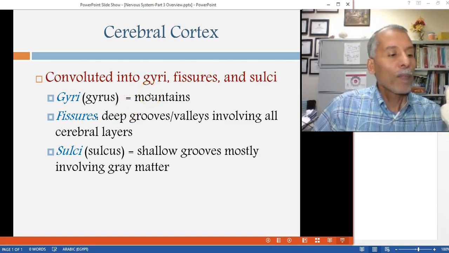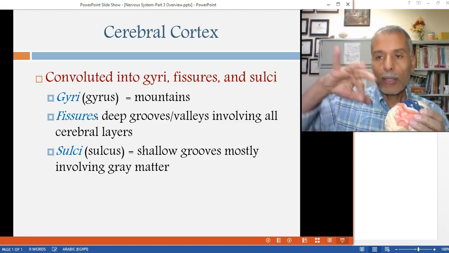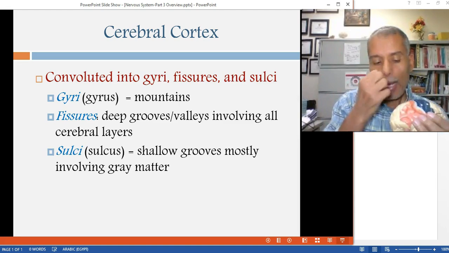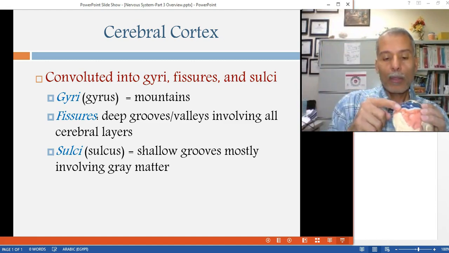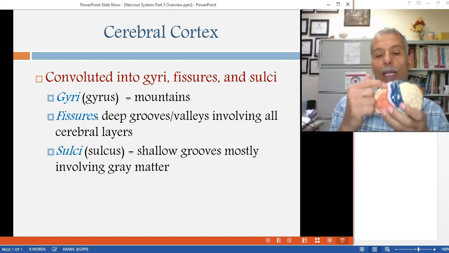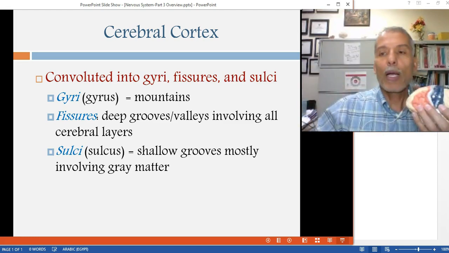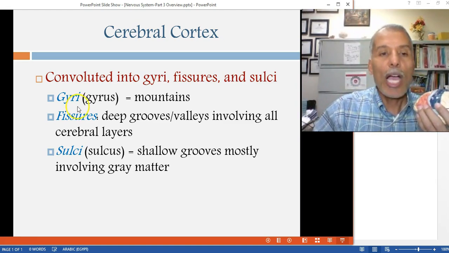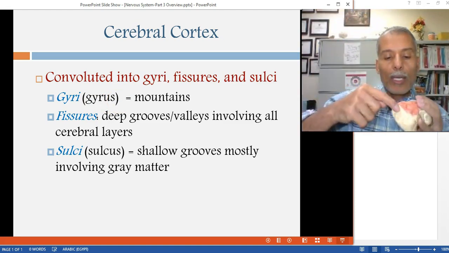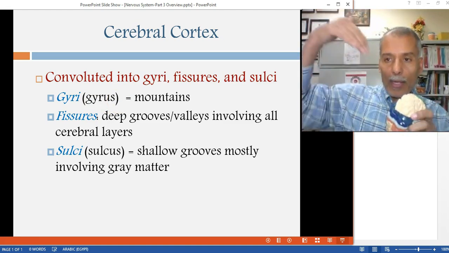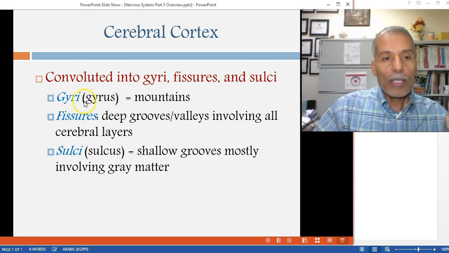So the cortex is folded in many different ways, and it has the prominent areas that are going up. They are called gyri, like little hills or mountains. And the areas that are dipping down, they are called sulci. So a gyrus is a prominent area that is going up like a mountain, and a sulcus is the area that is like a valley between two gyri. So one gyrus and then two gyri.